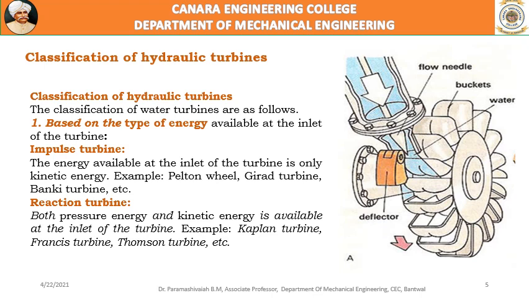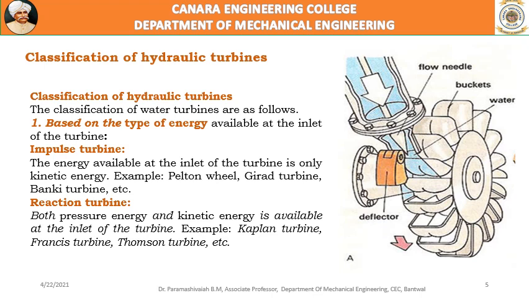In the case of an impulse turbine, the energy available at the inlet of the turbine is only kinetic energy. That means the energy possessed by the water which flows at high velocity into the turbine, entering through a nozzle. A nozzle is a device which converts potential energy into kinetic energy, so here the water possesses high velocity, meaning high kinetic energy. Examples of impulse turbines are the Pelton wheel, Girard turbine, Banki turbine, etc.